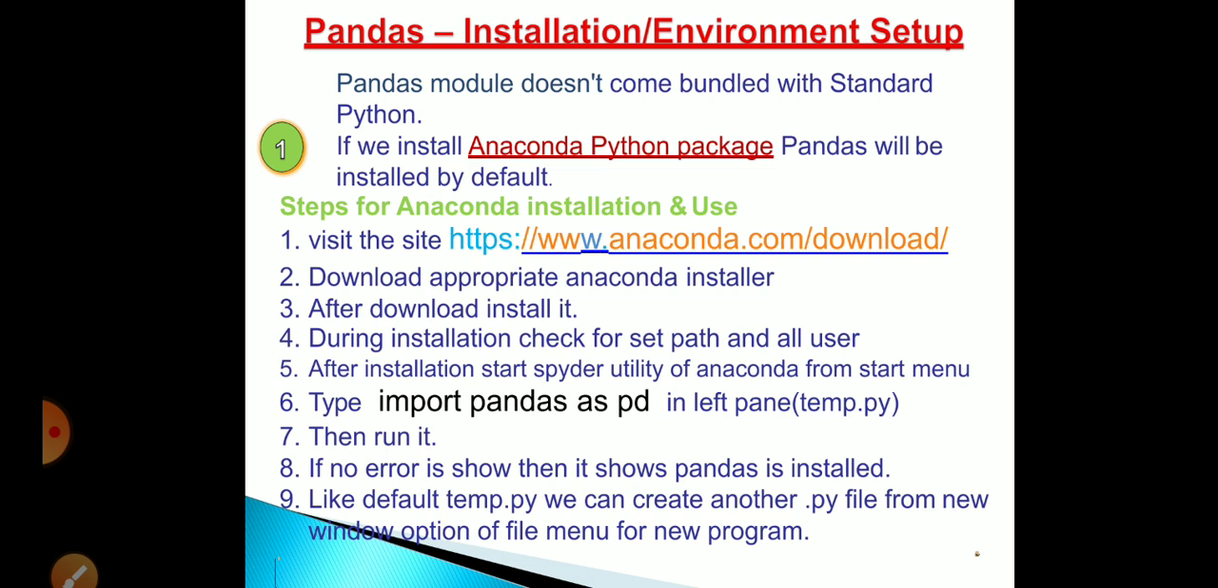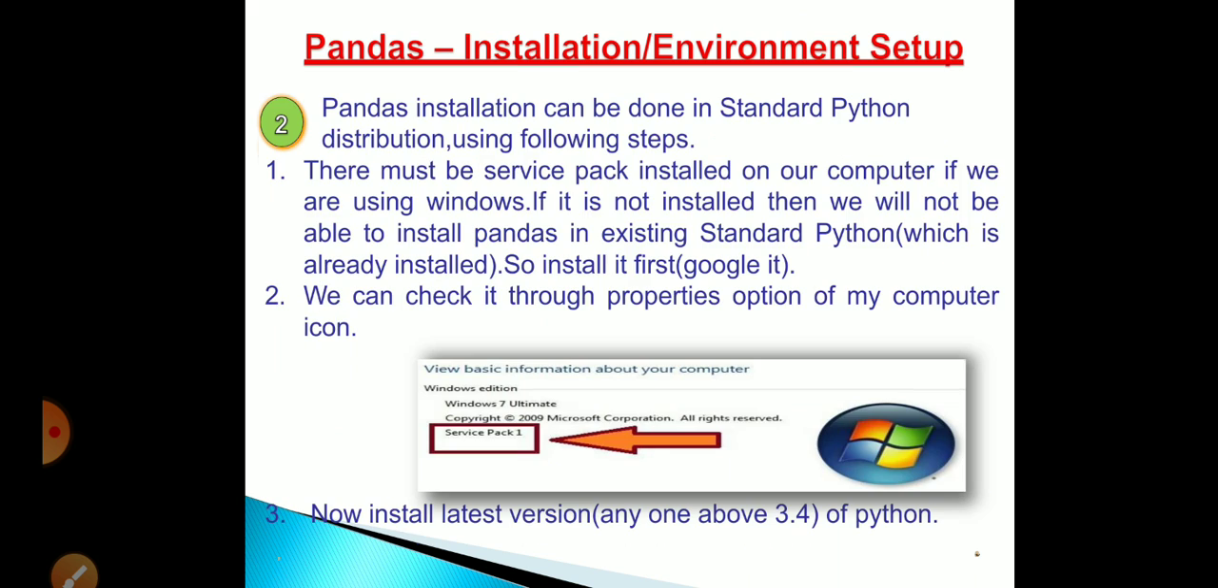Like the default temp file is .py. We can create another file, a .py file, from the new window option of the file menu for a new program. Next is the second method: pandas installation can be done in a standard Python distribution using the following steps. For that, whatever Windows we are using should have Service Pack 1. If you don't have Service Pack 1, then Python could not be run in your system.